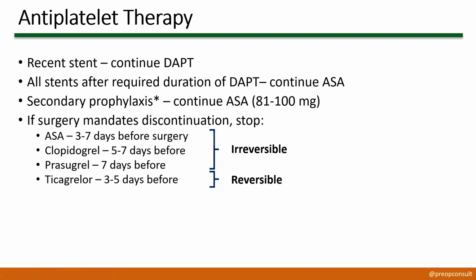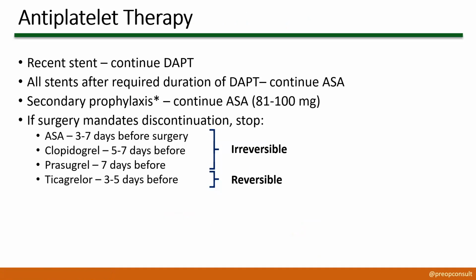Now, what do we do for patients for antiplatelet therapy? If they had a recent stent, we're going to continue dual antiplatelet therapy as long as we can based on the guidelines. Once that's been done, you typically will drop the P2Y12 inhibitor and continue aspirin indefinitely. For secondary prophylaxis, patients who are on aspirin for that, I like to continue it perioperatively, although the POISE-2 trial suggested that you shouldn't do that. There was no benefit, and they may have higher risk of bleeding.